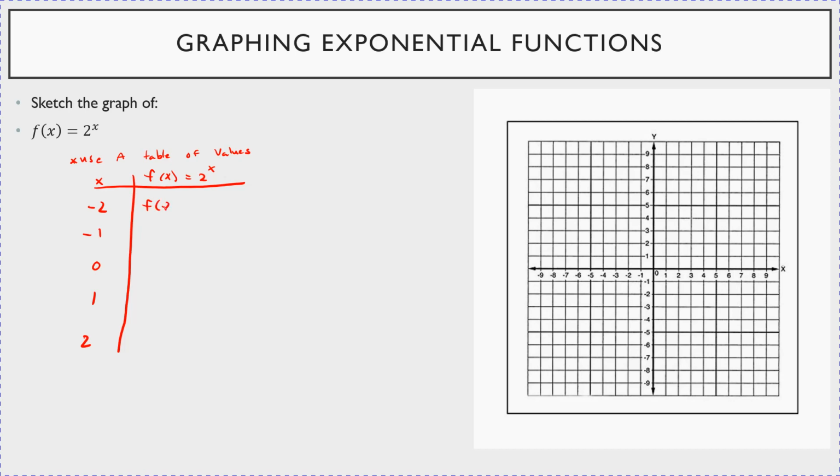So f of -2. This is 2 raised to the -2 power. Well, what is that, right? That's 1 over 2 squared. So look at that, that's 1/4. That's really interesting, right? So now I have my first ordered pair, which is -2, 1/4. And so we're really going to eyeball this, right? So here's -2, 1/4, kind of like right there.